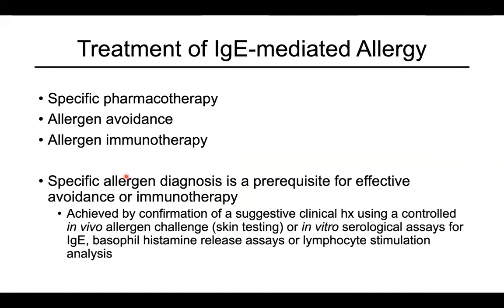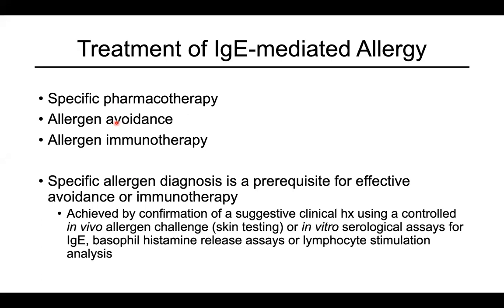Okay, when it comes to treatment, there's specific pharmacotherapy, there's allergen avoidance, and then there's immunotherapy. So specific pharmacotherapy would be, for example, treating the symptoms, like giving your antihistamines or your leukotriene inhibitors. Allergen avoidance is, you tell this patient, okay, you need to avoid this because this is what is causing your symptoms.